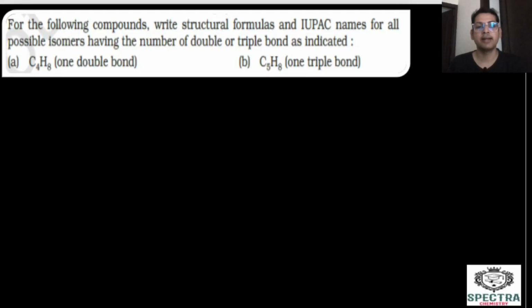Then another question we will discuss today: for the following compounds, write the structural formula and IUPAC name of all the possible isomers having the number of double bonds or triple bonds indicated. C4H8 should have 1 double bond, and C5H8 should have 1 triple bond. So how to tackle this type of question? C4H8 means it's a double bond.